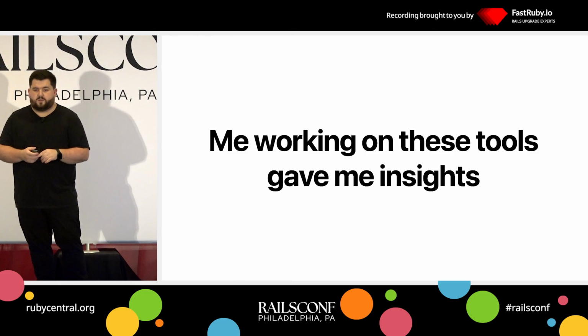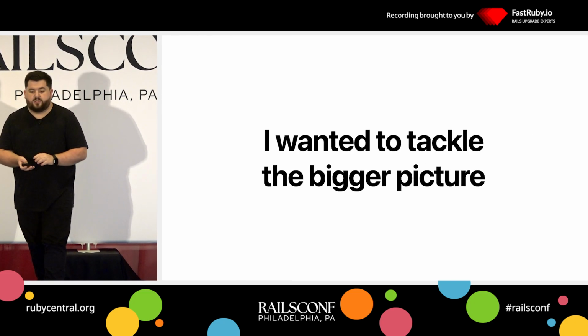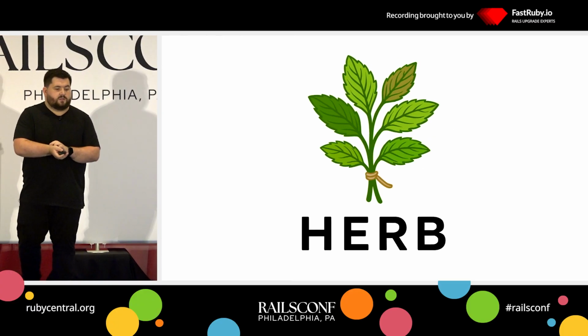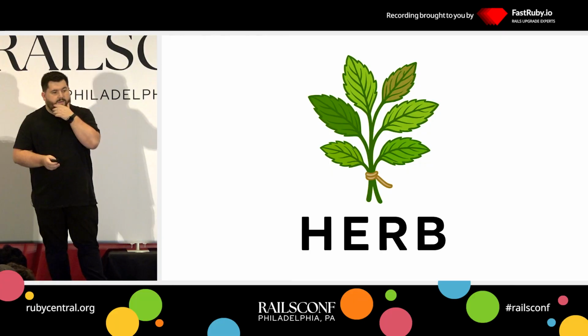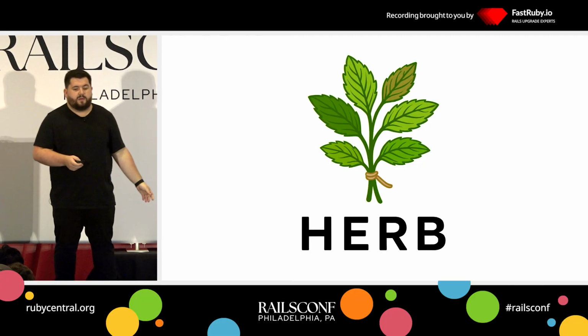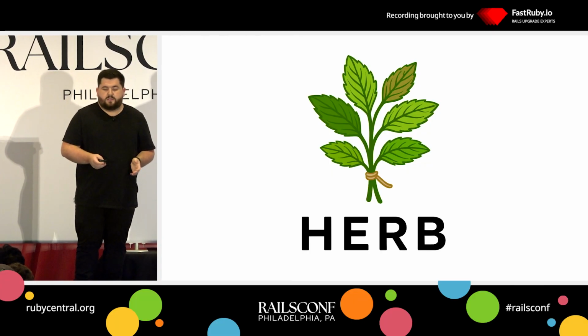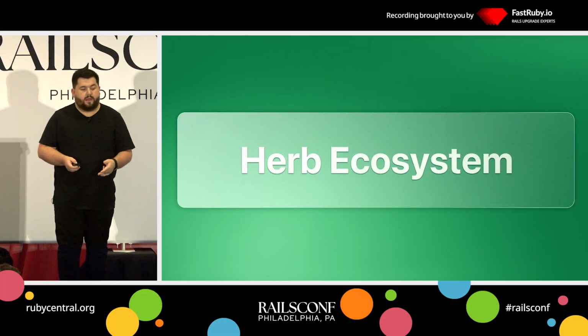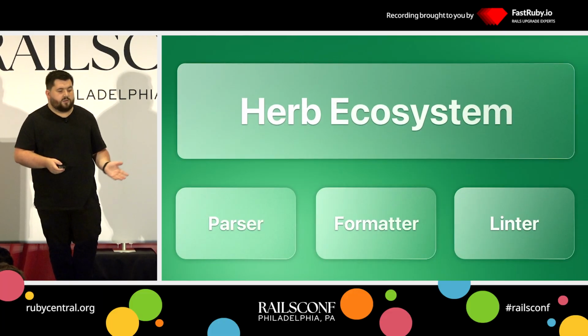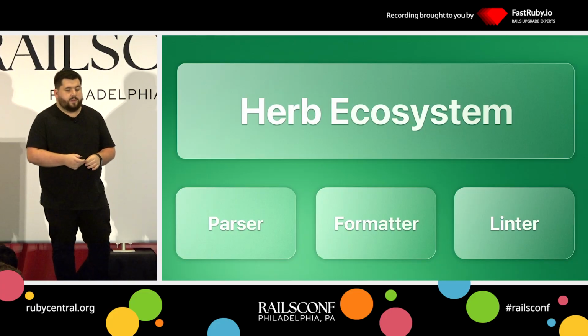And working on these tools, or around these tools, gave me some insights that made me want to tackle the bigger picture. And that's what HERB is. HERB is a set of tools designed to work with HTML ERB files. And it's an ecosystem of tools. It's initially meant to be a parser, a formatter, and a linter for HTML ERB.